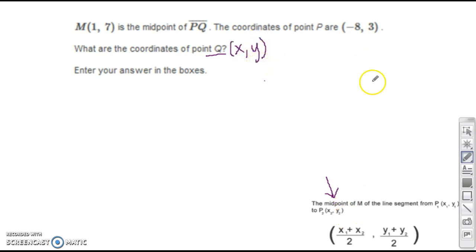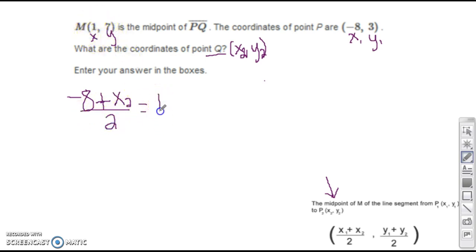But then I am going to take what I do know. I do know one of the endpoints is negative 8, 3. I'm going to label that endpoint 1 and X1, Y1. My other endpoint, I'm just going to go ahead and label X2, Y2, which as of right now, we don't know either of those. And then this is the midpoint. That's what each of them is going to equal. So if we look down here at our formula, we're going to take our x1 plus our x2, that second endpoint. We're going to divide it by 2, and that has to equal the x value of the midpoint.